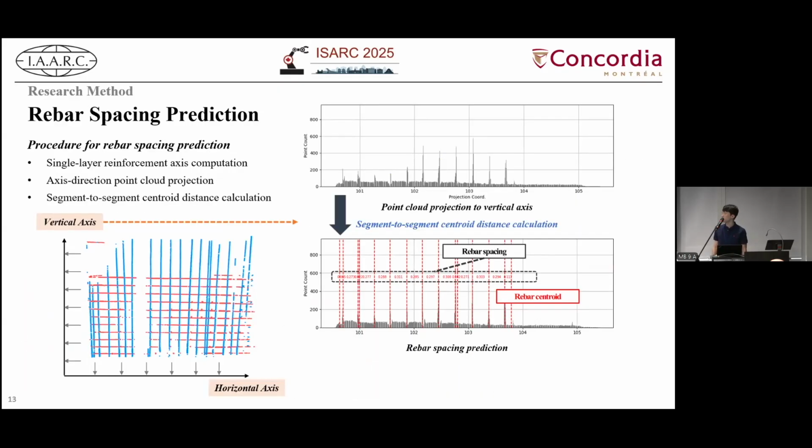And for spacing prediction, we also use the horizontal and vertical axes. We compute the centroid of each rebar, and the centroids are projected onto the vertical axis and horizontal axis. So we can compute the center-to-center distance between neighboring rebars. The resulting output is shown in the right illustration.